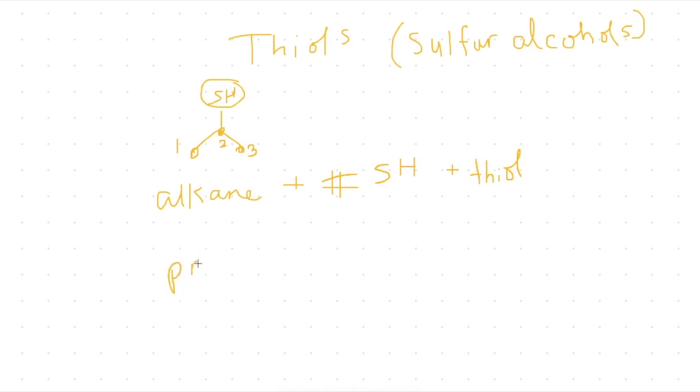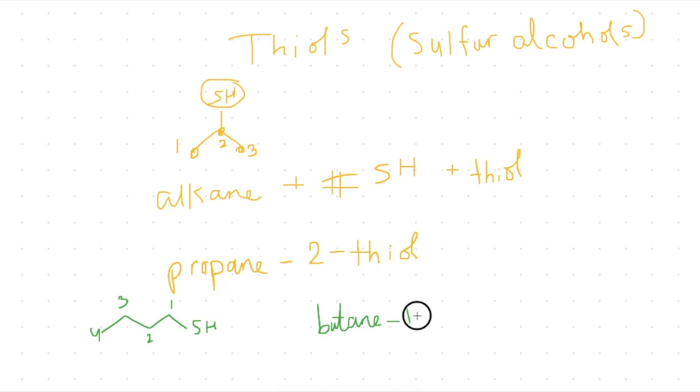This becomes propane 2-thiol, or something like this, which is a 4-carbon chain. And the prefix for 4 is but, naming it as an alkane is butane. And the sulfur group is on carbon 1, so this is a butane 1-thiol. We can also put the number in the beginning, like we did with alcohols, to give 2-propanethiol or 1-butanethiol.